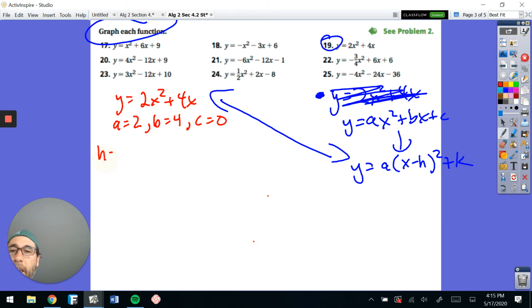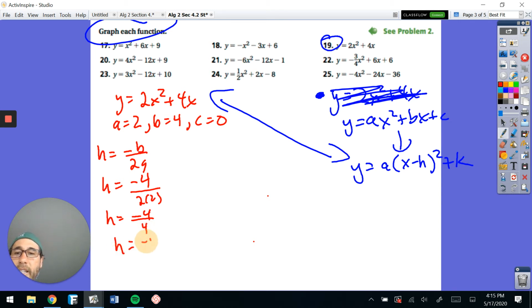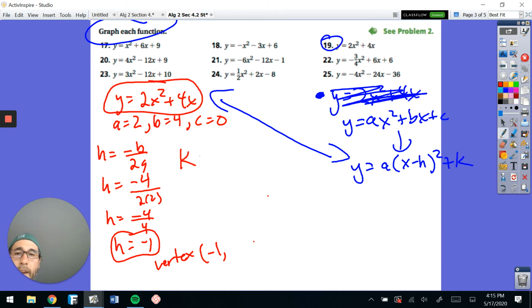So let's go ahead and find our H, which is the opposite of B over 2A. What is B? B is 4, so we go the opposite of 4, which is negative 4 over 2 times 2. So we got H is negative 4 over 2 times 2, which is 4. So we get H equals negative 1. So my vertex so far, if I wanted to graph it, was negative 1 comma K. So I've got to find the K. How do I find the K? Well, I go back here, and wherever I see X, I'm going to put my H, which is negative 1. And that's going to allow me to find out what the K is.